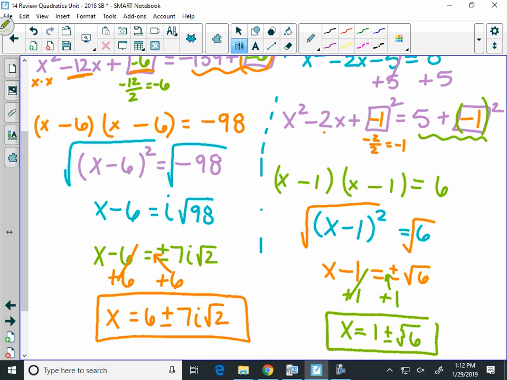Again, ask yourself, can I combine 1 and radical 6 in my calculator and get a whole number? And the answer is no. So you just leave it like that. That is your answer.